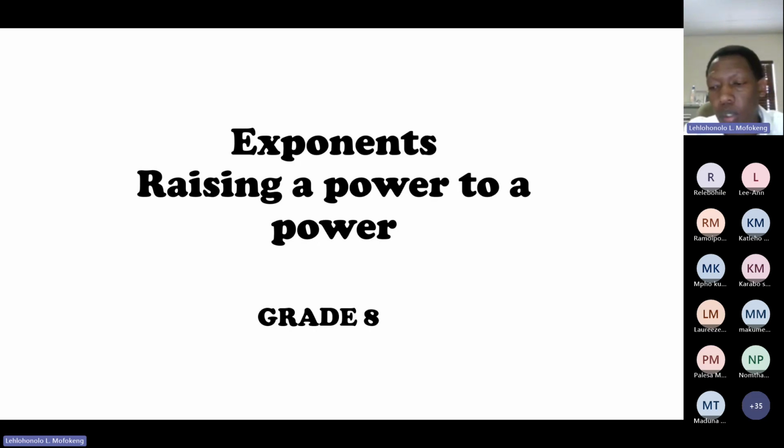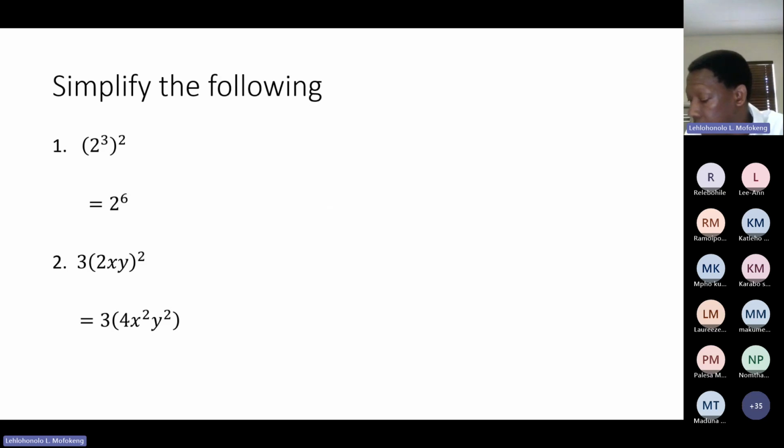Today, I'm just going to present exponents: raising a power to a power. And then let's get started.